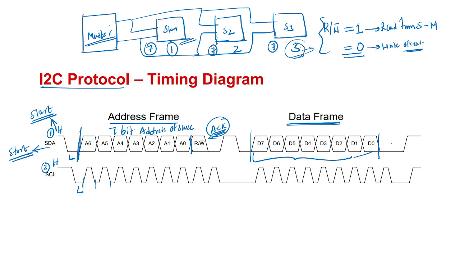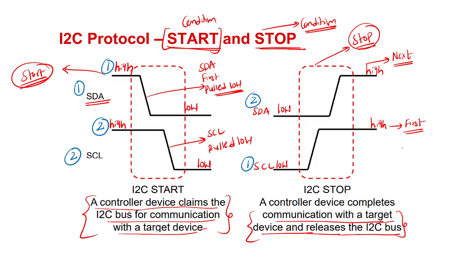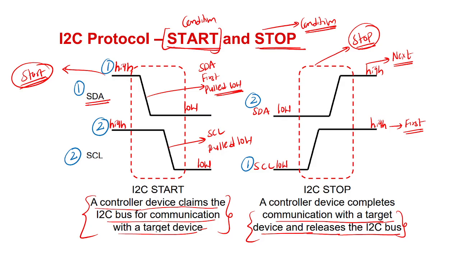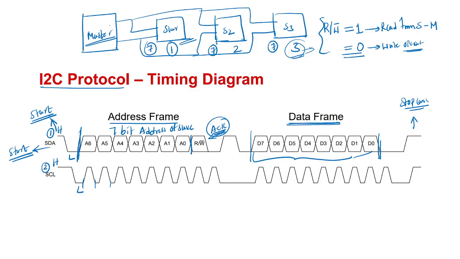After sending the data, there is a stop condition. Stop condition we already discussed. In the stop condition, first SCL will go from low to high. After that, SDA will go from low to high.